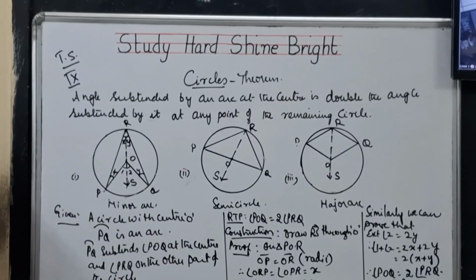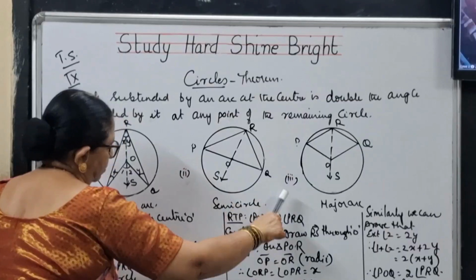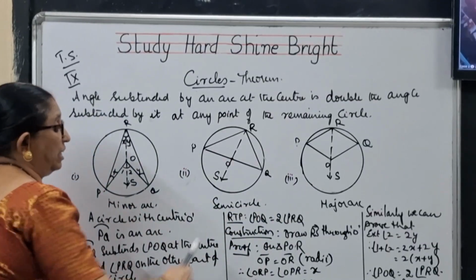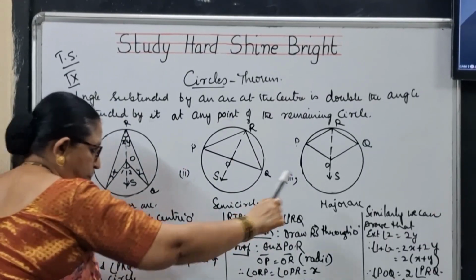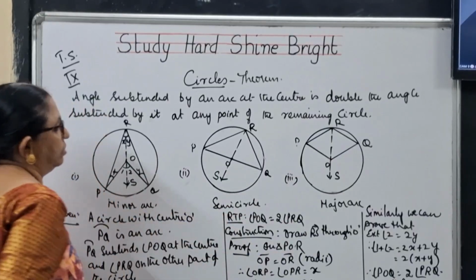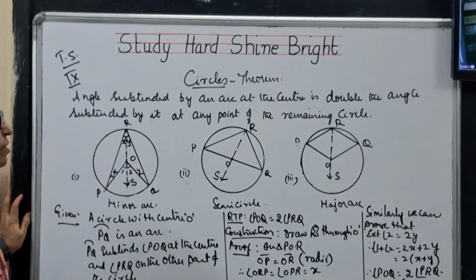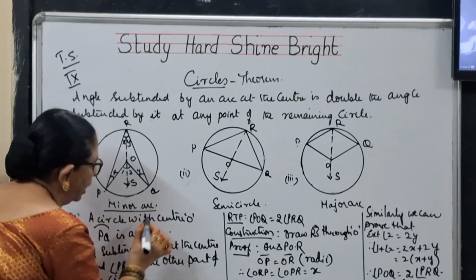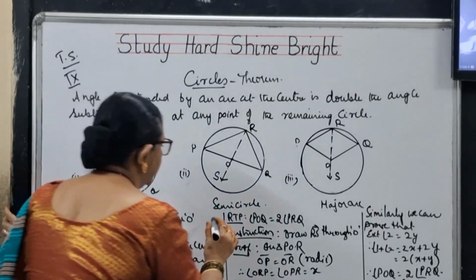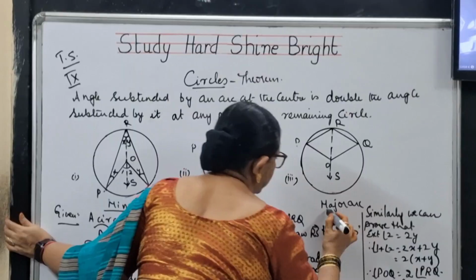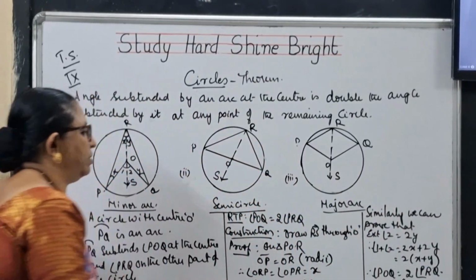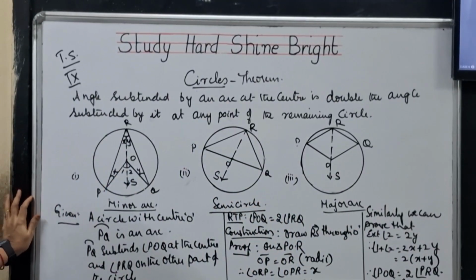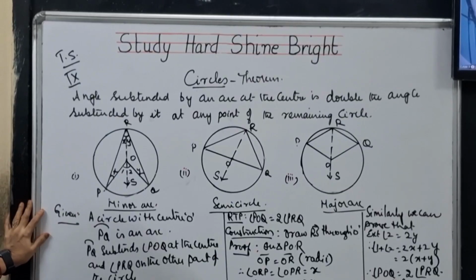Very, very important proof, children. See, I have drawn the other two figures also, but I have not written anything about them because this proof is the same for all. For all the cases, the proof is the same. Only the figures you need to draw, and you mention that this is the angle subtended by a minor arc, this is the angle subtended by a semicircle, this is the angle subtended by a major arc. Three figures you draw, but the proof is the same for all. Please note it down. I hope I am clear.